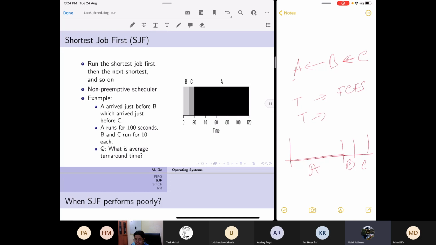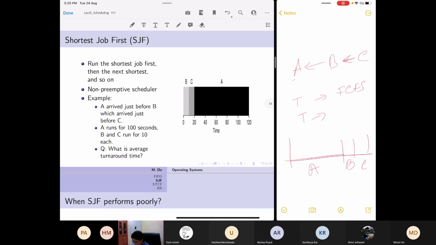Lesser means? You want to minimize. Yeah, shortest job first will minimize it, right? That's what I am saying. Shortest job first will minimize, and the objective is to minimize turnaround time. So with respect to turnaround time, shortest job first performs better than first come, first serve. Am I right? But haven't we assumed that each job runs for the same amount of time?